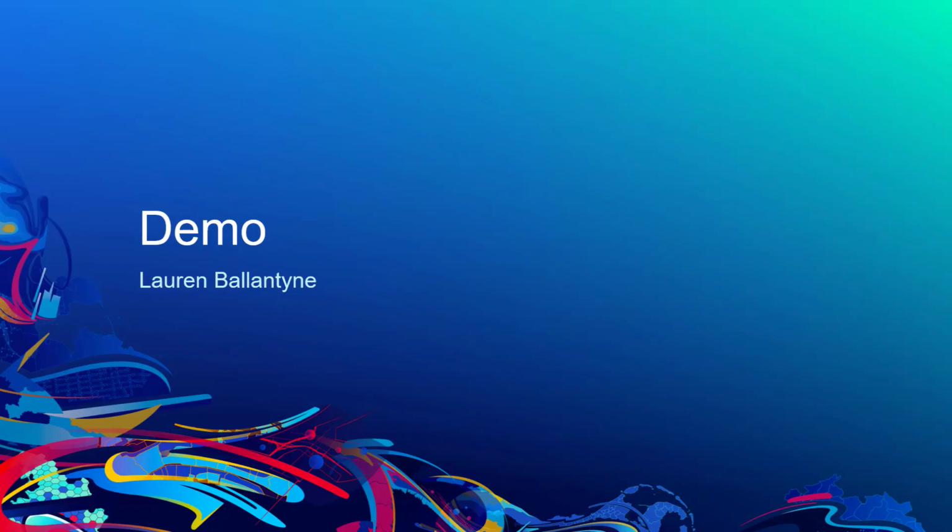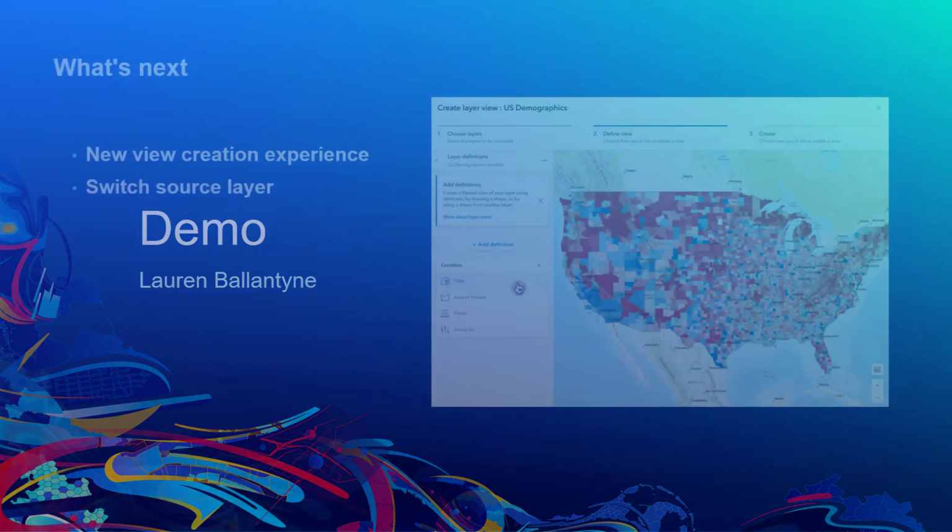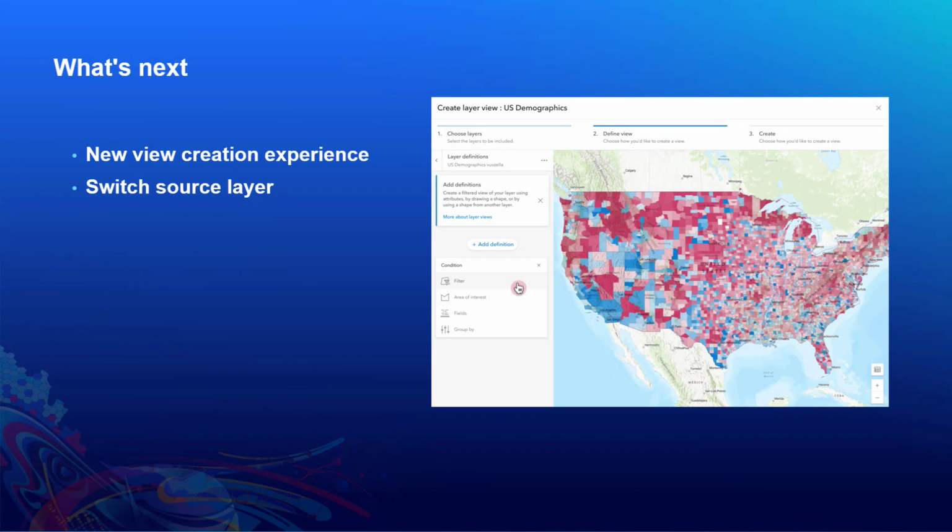I would like to wrap the session up by mentioning what's next for views. We're working on creating a new view authoring experience that will allow you to create a view from one or more feature services or through a join, as well as setting the view definitions within the Create View workflow. We're also going to include a workflow that will allow you to switch a view's source layer, instead of having to rely on overwriting to update the source layer's data.